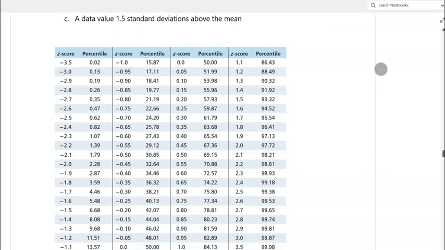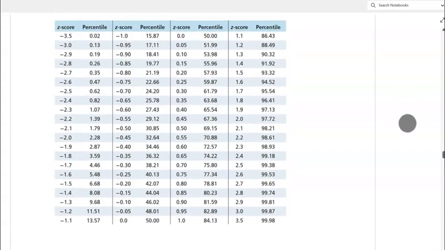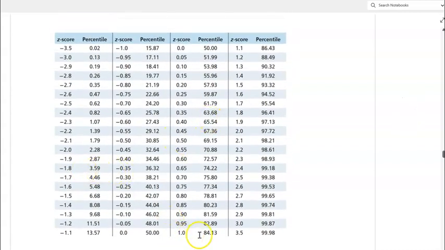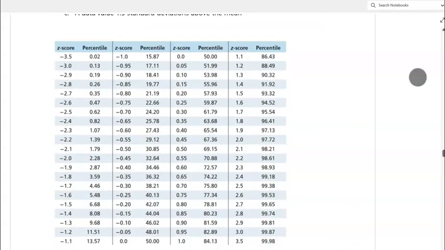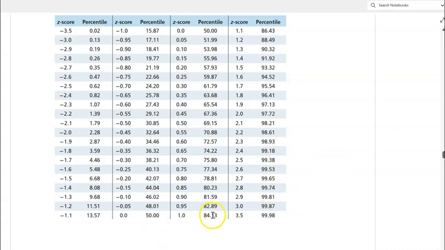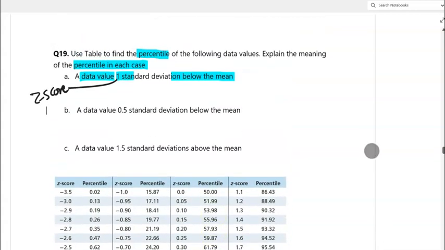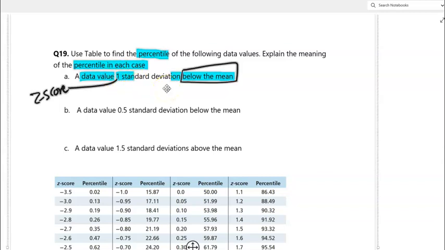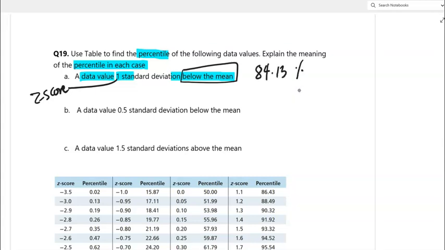So where is 1 here? 1 is here. 84.13 is the percentile. Whatever percentile you see, that many percent of the values are below that value. So the percentile, or percentage, is going to be 84.13%. Again, this number here is the percentile as a percentage.